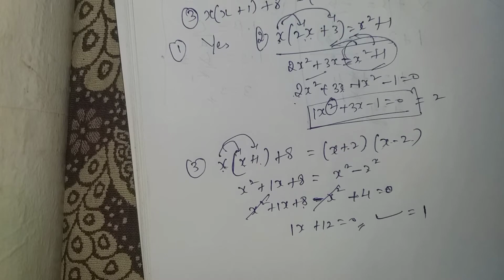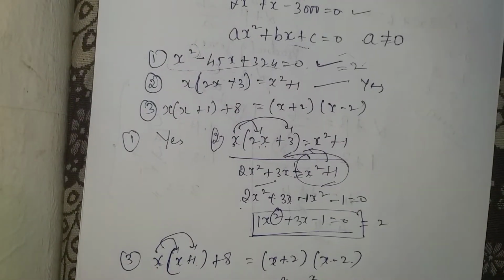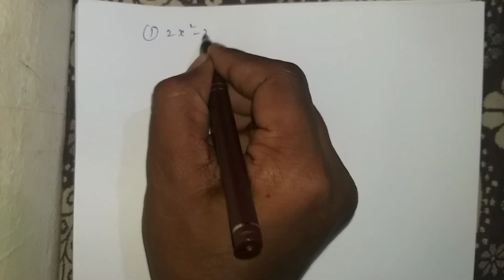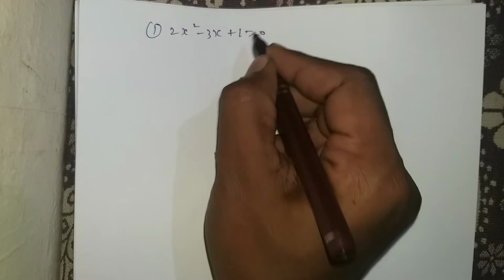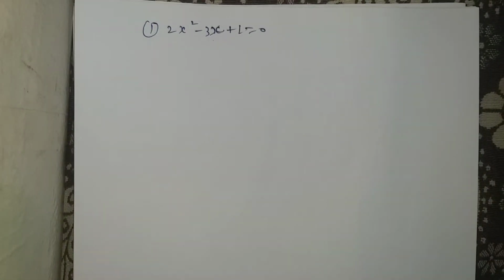Okay, so now this is our first exercise. So we'll go for the next topic: how to solve and find out the x value of a quadratic equation. The next topic is very important. There are 3 methods to find out the x value of a quadratic equation. So I'll consider one question: 2x square minus 3x plus 1 is equal to 0. I need to find the value of x.